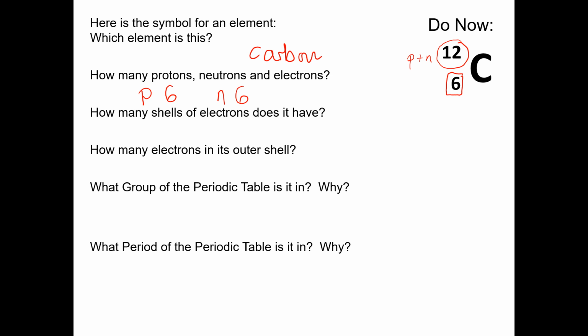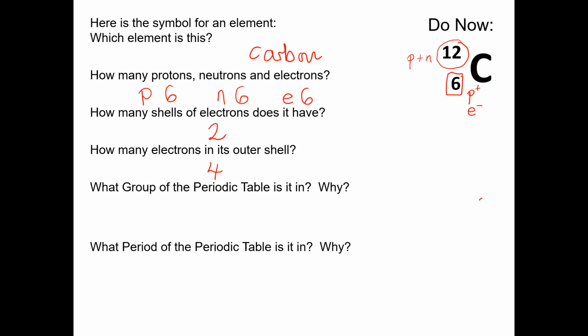How many electrons? Well, we've already established that the lower number is the number of positive protons. We also know that every atom is electrically neutral, therefore this is also the number of electrons. So electrons, 6. How many shells? Now this links also to the next question. Well, the first shell can hold only 2. It's got 6 in total, so 2 in the first shell and 4 in the second shell. So this will have 2 shells of electrons with 4 in its outer shell.